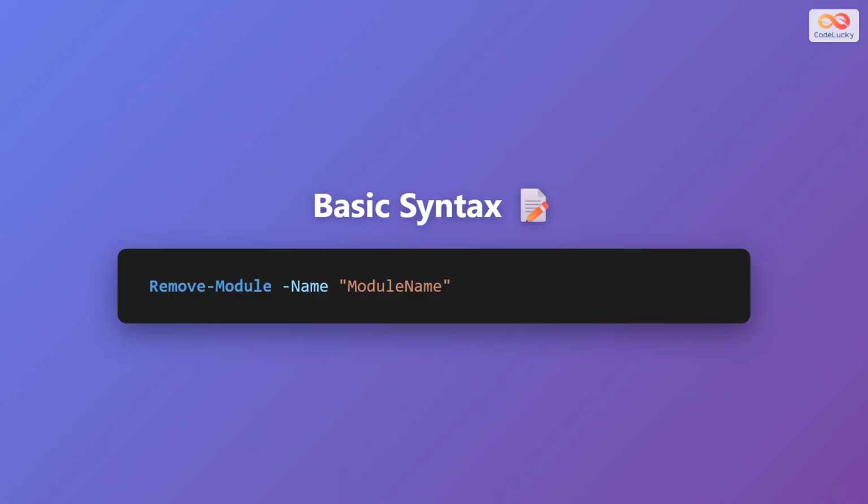The basic syntax for Remove-Module is straightforward. You use the cmdlet name followed by the -Name parameter and the name of the module you want to remove in quotes. For example, Remove-Module -Name "ModuleName". This is the most common way you'll use this cmdlet in your daily PowerShell work.